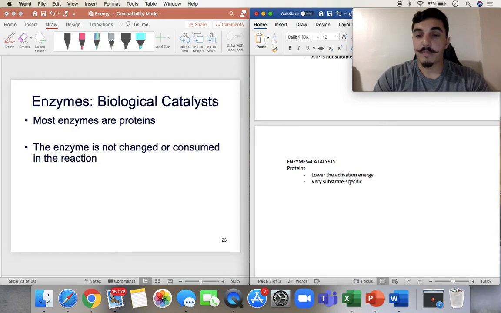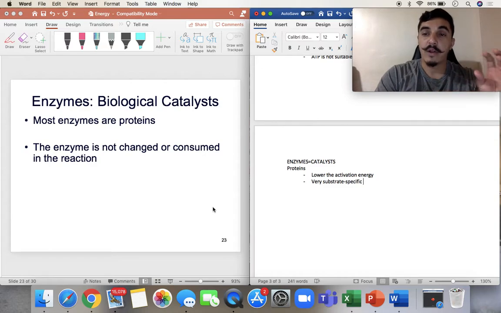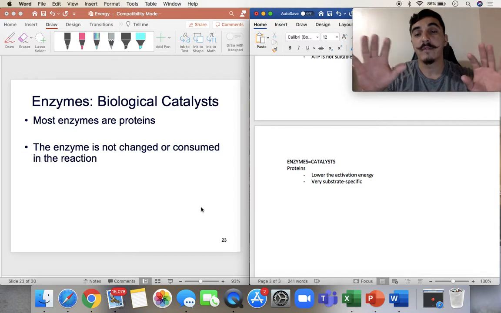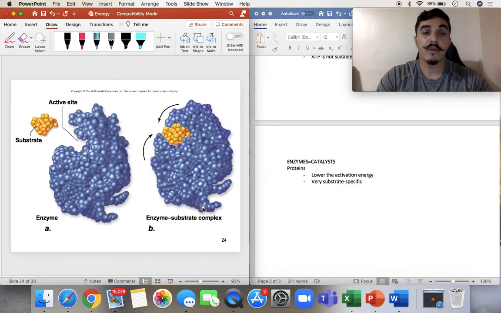Very substrate specific. Substrate is reactant, remember? So what this means is that the protein itself is very specific to the molecule that it's going to break down. It's very, very specific. They don't just go in there and break whatever. They're very specific.